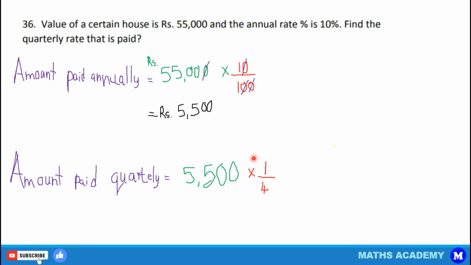So when you are calculating the amount that is paid quarterly, you should divide the amount paid annually by 4. So therefore, the quarterly rate that is paid is equal to 1,375. So when you multiply the quarterly rate by 4, you get the annual rate, and when you divide the annual rate by 4, you get the quarterly rate. That is a simple definition you should remember in these types of questions. So I hope you understood it. With that, let's move on to the next slide.